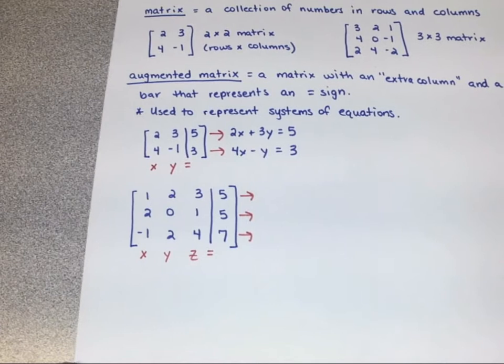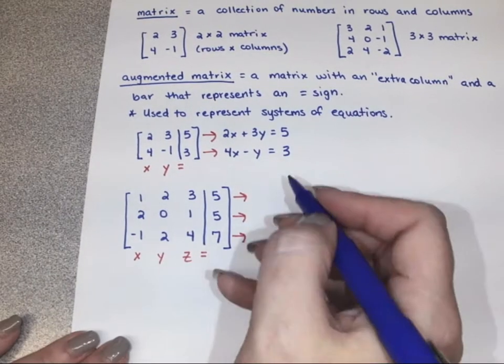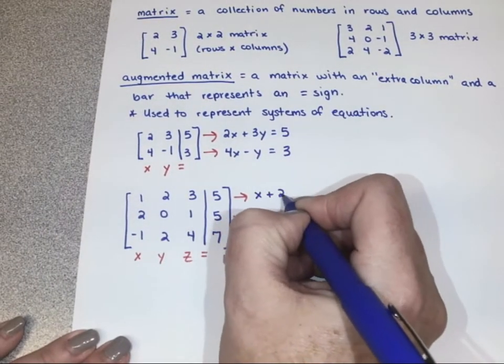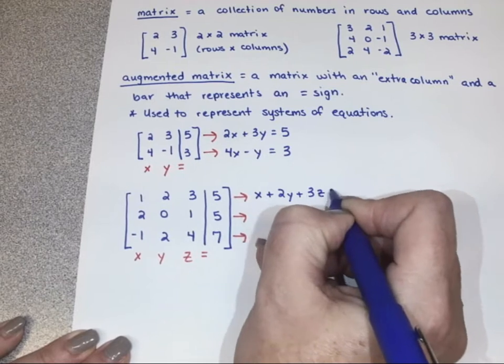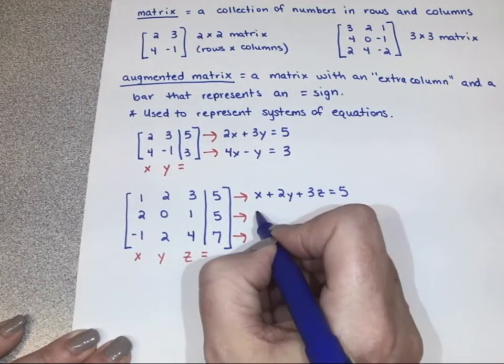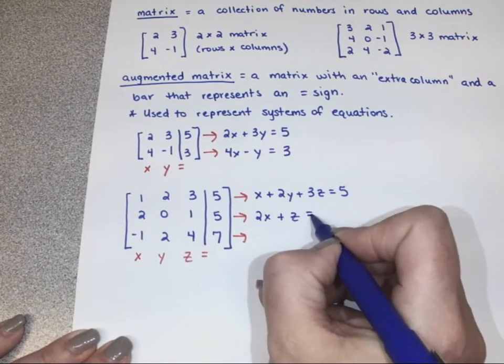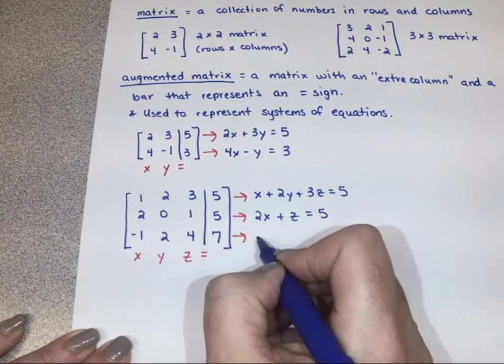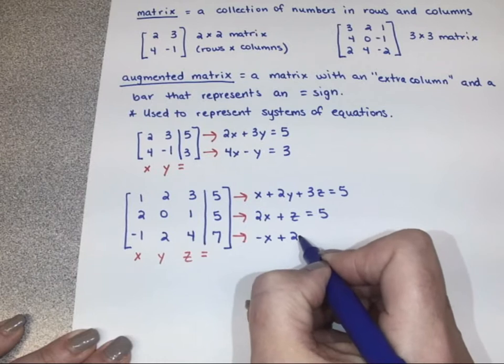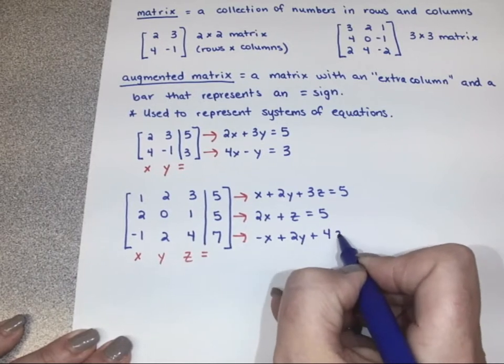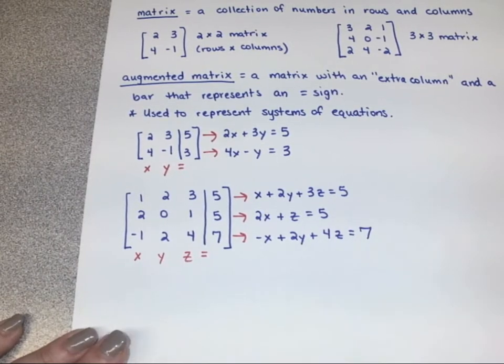So we've got 3 rows to read off, right? The first one would be X plus 2Y plus 3Z equals 5. The second one would just be 2X, and then we'll skip Y, plus Z equals 5. And then this would be negative X plus 2Y plus 4Z equals 7.